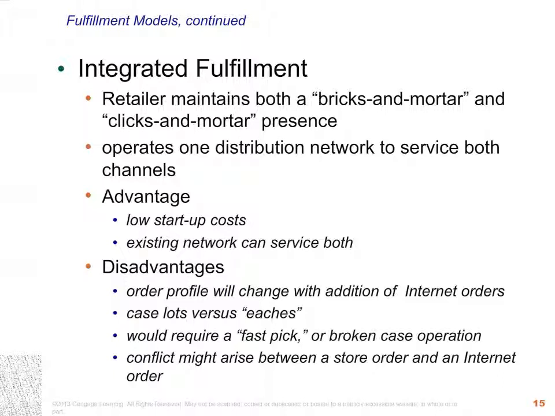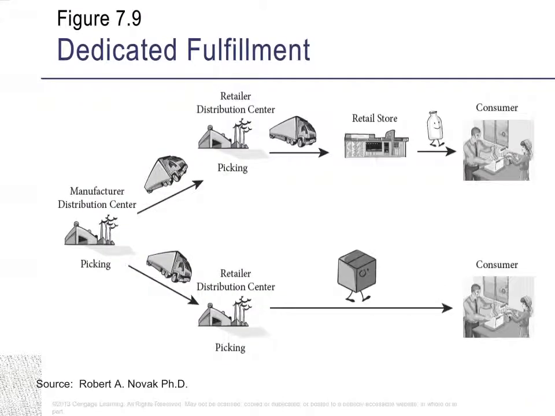And then the question becomes, what happens when the store needs an item and the internet order is competing? Who gets first priority? This image depicts a dedicated fulfillment type of arrangement. Here we have a manufacturer sending inventory both to a retail distribution center and to a distribution center specifically for internet or direct to customer orders. So we're still servicing the brick and mortar presence. This isn't just an e-presence, but we have dedicated distribution centers both for retail and for the internet.